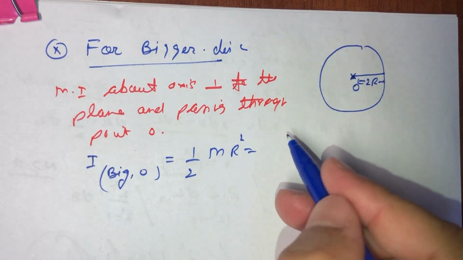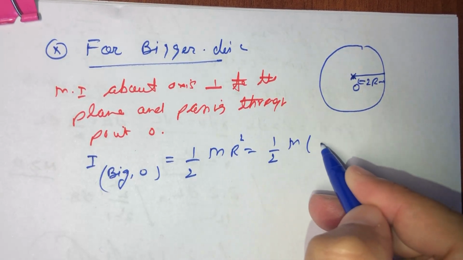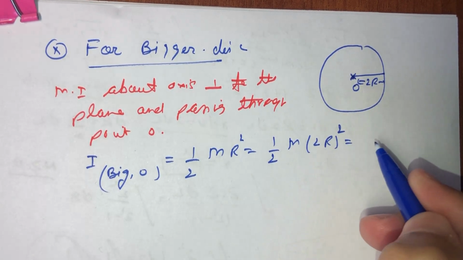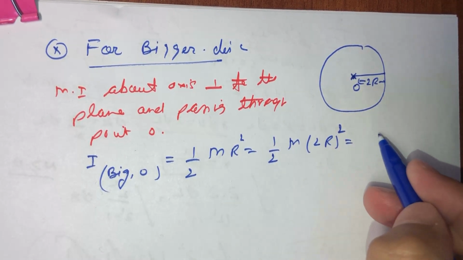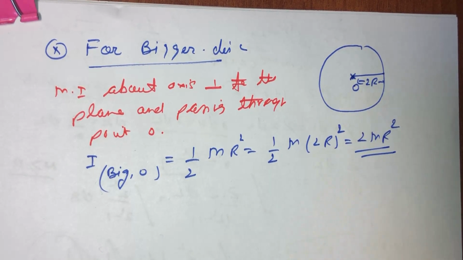So let us substitute the value. We get half mass is equal to capital M and radius is 2r, so we get 2r square, which will be equal to 2M r square.